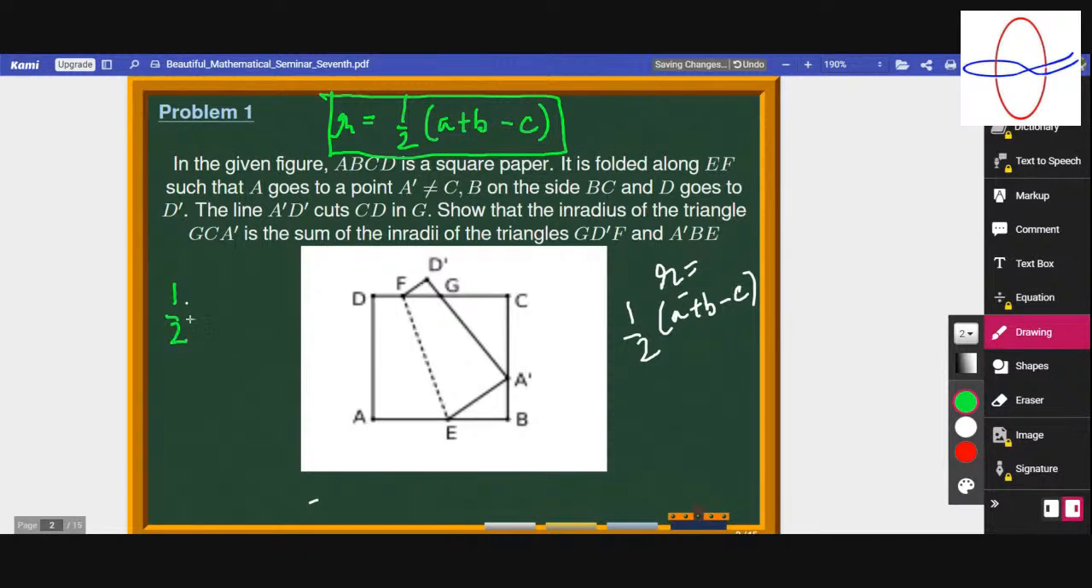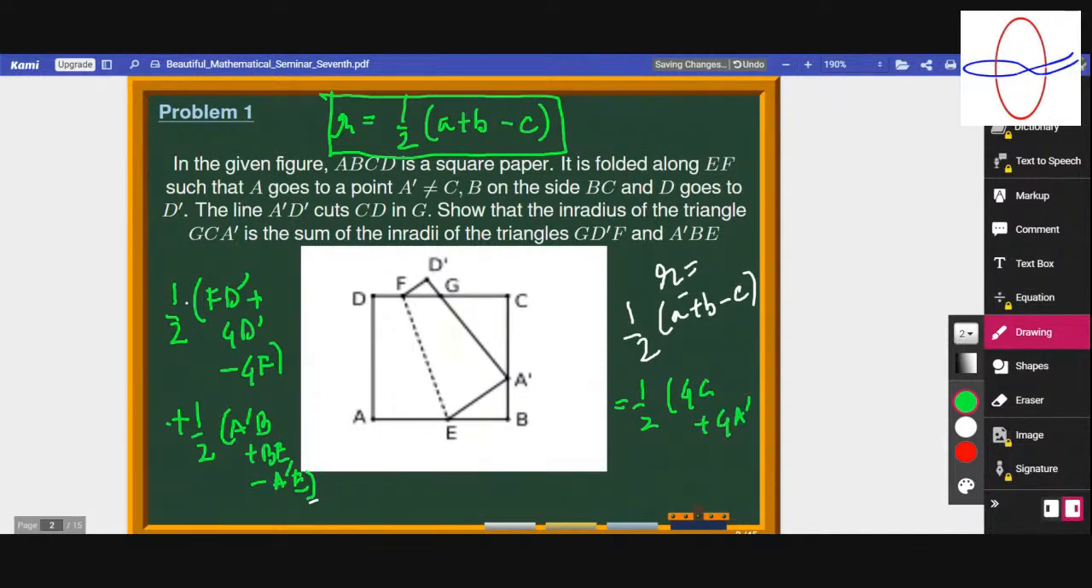We need to prove that half of F D dash plus G D dash minus G F, plus half of this corresponding triangle A dash B plus B E minus A dash E, is equal to, we need to prove that half of G C plus G A dash minus G dash A, G A dash. Okay, I need to prove this, right, guys?